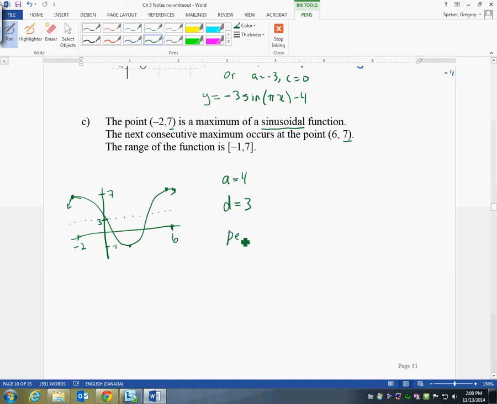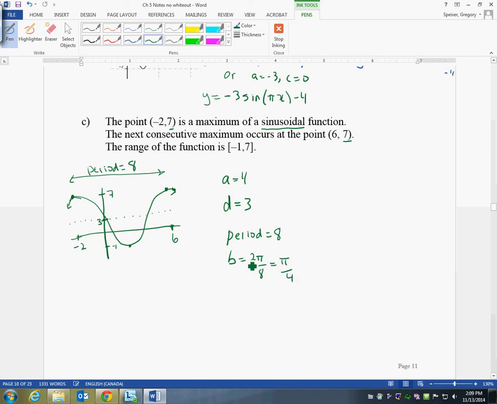Now we should figure out what B is and what the period is. Well, if they told me that one maximum occurs here at -2 and another maximum at 6, then from maximum to maximum, this length would be equal to the period. How far is it from -2 to 6? That is a length of 8. So the period is 8, and my B value is going to be equal to 2 pi divided by 8, which is pi over 4.